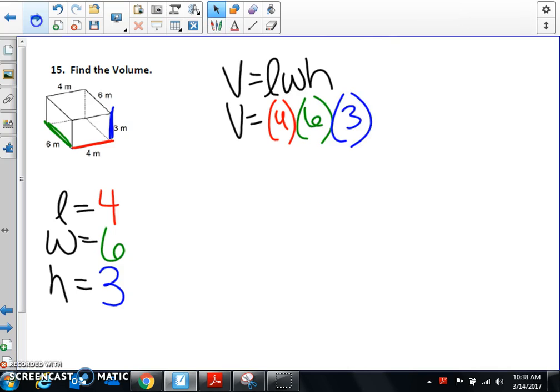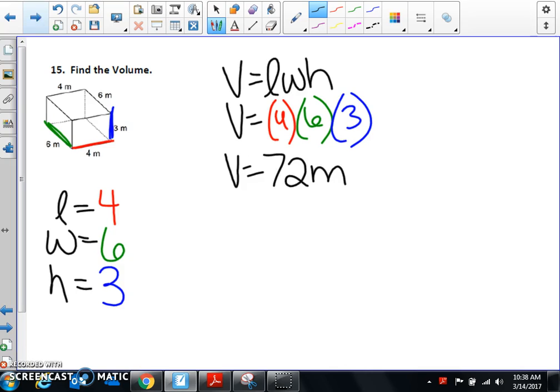And lucky for us, volume is super duper easy. All we do is multiply those 3 numbers. So in your calculator, 4 times 6 times 3 gives us 72 meters. Remember, volume is always cubed.